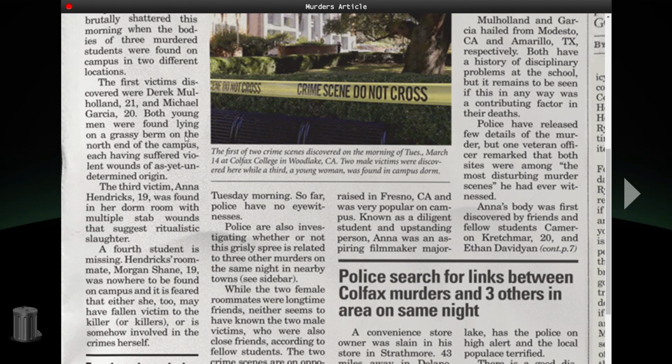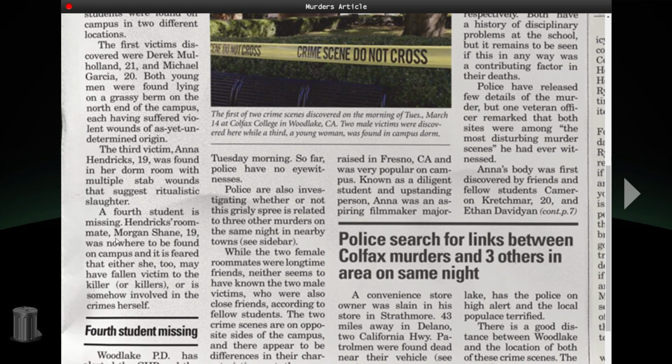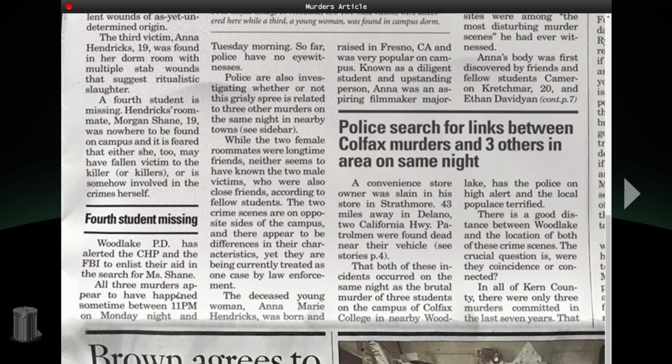Found lying on a grassy berm on the north end of the campus, each having suffered violent wounds of as yet undetermined origin. The third victim, Anna Hendricks, 19, was found in her dorm room with multiple stab wounds that suggest ritualistic slaughter. A fourth student is missing. Hendricks' roommate, Morgan Shane, 19, was nowhere to be found on campus, and it is feared that either she too may have fallen victim to the killer or killers, or is somehow involved in the crimes herself.